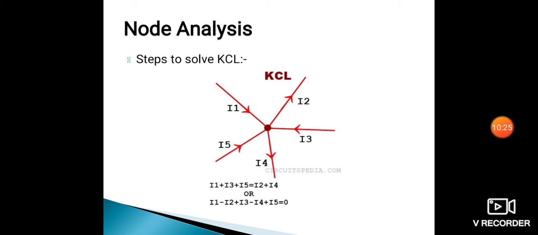So these are the two methods which are used to solve the circuit, that is mesh analysis and node analysis. To solve the mesh analysis, we have a law called Kirchhoff's voltage law or KVL, and to solve the node analysis, we have a law called KCL, that is Kirchhoff's current law.